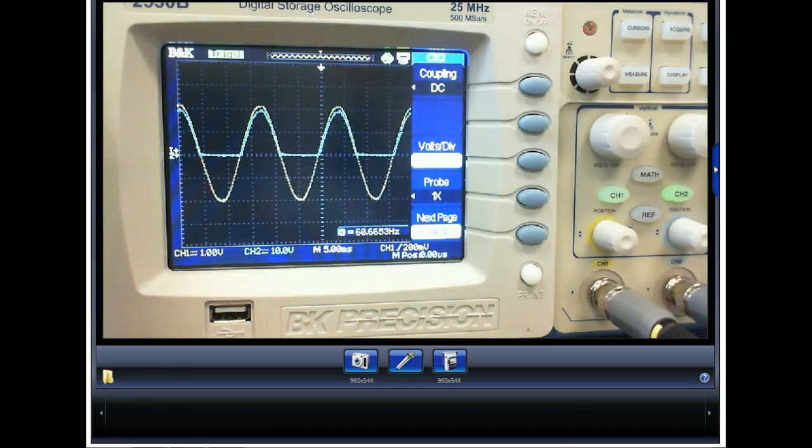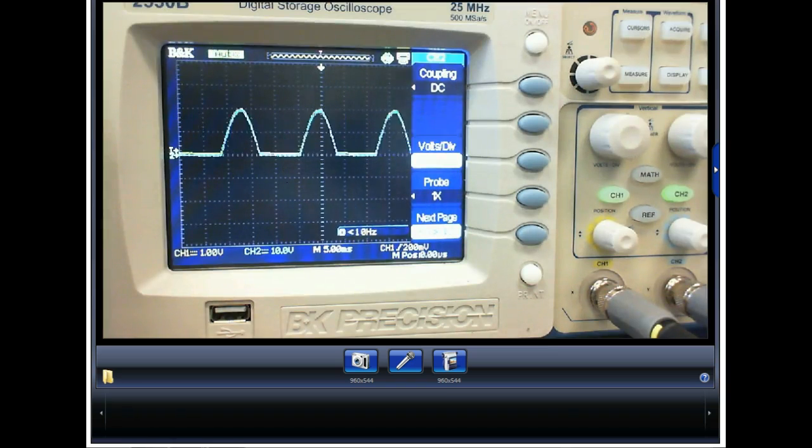What I'm going to do now is I'm not going to get rid of channel 1. I'm going to move channel 1 over to the output. And so here's our DC.